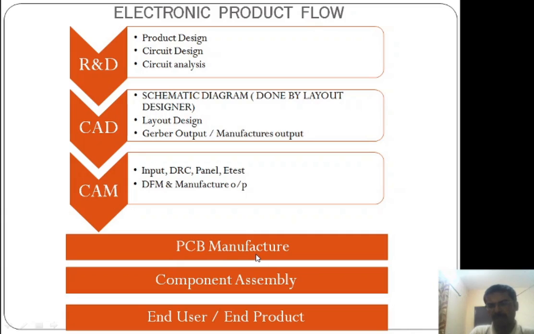After manufacturing, only the PCB bare board will be manufactured here. After this, the component assembly is a separate part. So components are assembled onto that bare board PCB. Then later it is tested for its working, and finally it is sent out as the end product. So this is the overall electronic product flow, starting from product design to end product.